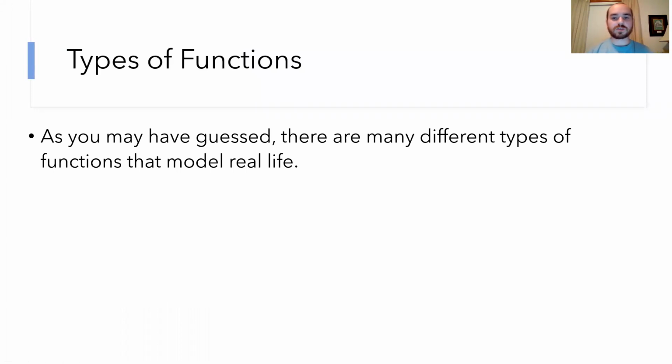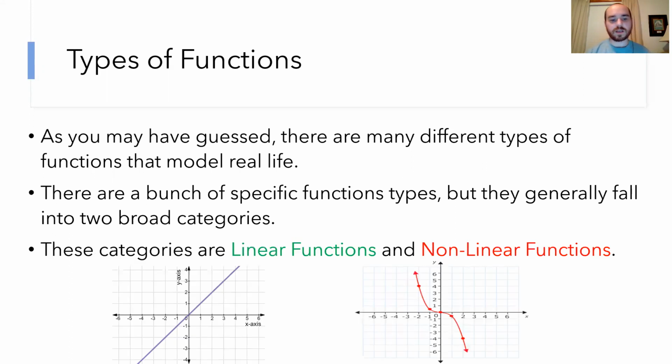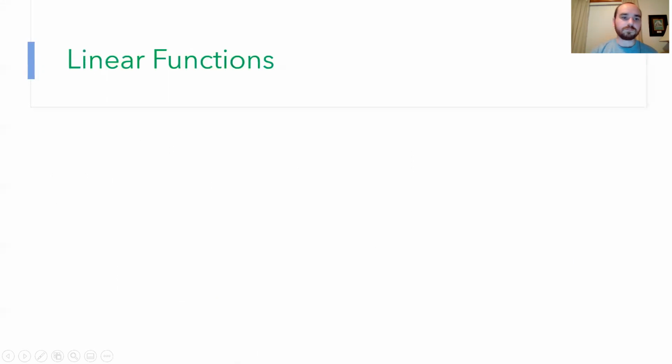As you may have guessed, or as you already know, there are many different types of functions that model real life. Things like sine functions, tangent functions, squared functions, cubic functions. I mean, there's a ton of different ones. But in general, they fall into two major broad categories. And these two categories are linear and nonlinear functions. And in case it's not obvious from the name, linear functions tend to give you this straight line like over here, whereas nonlinear functions are going to give you curves and things like that.